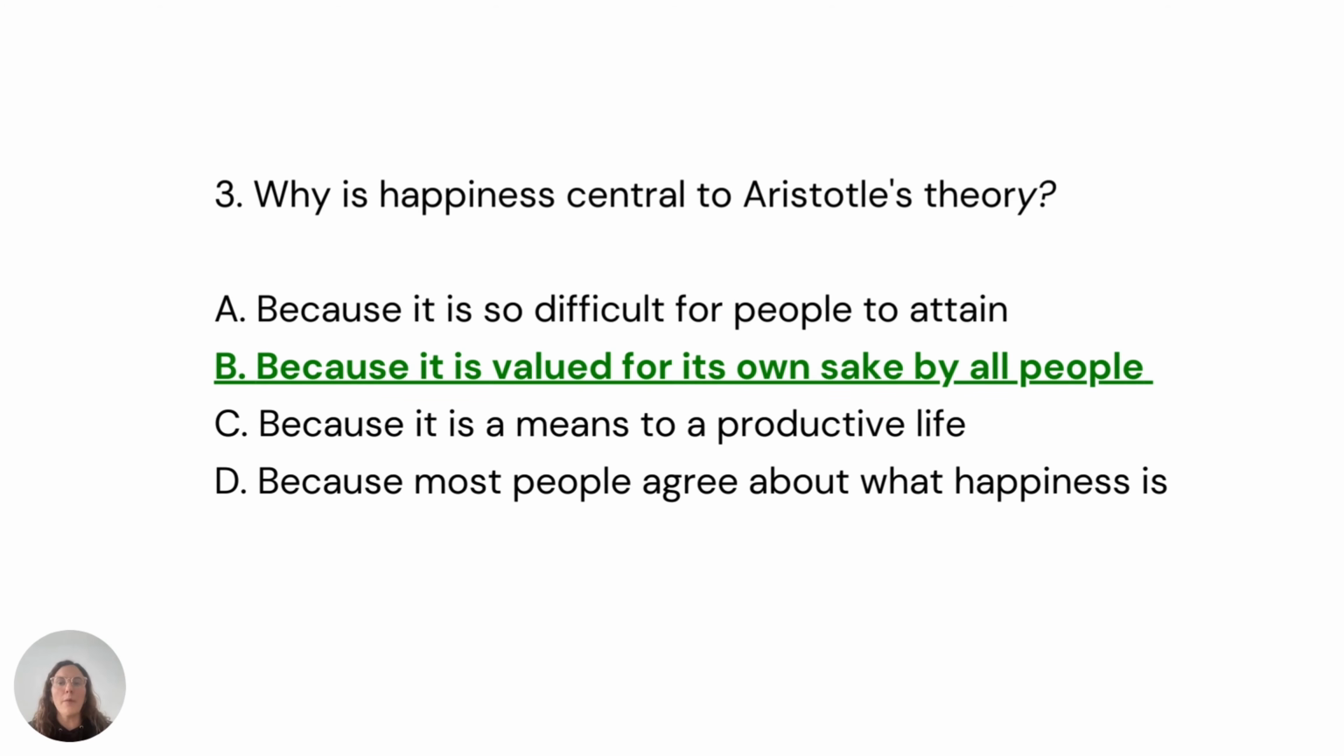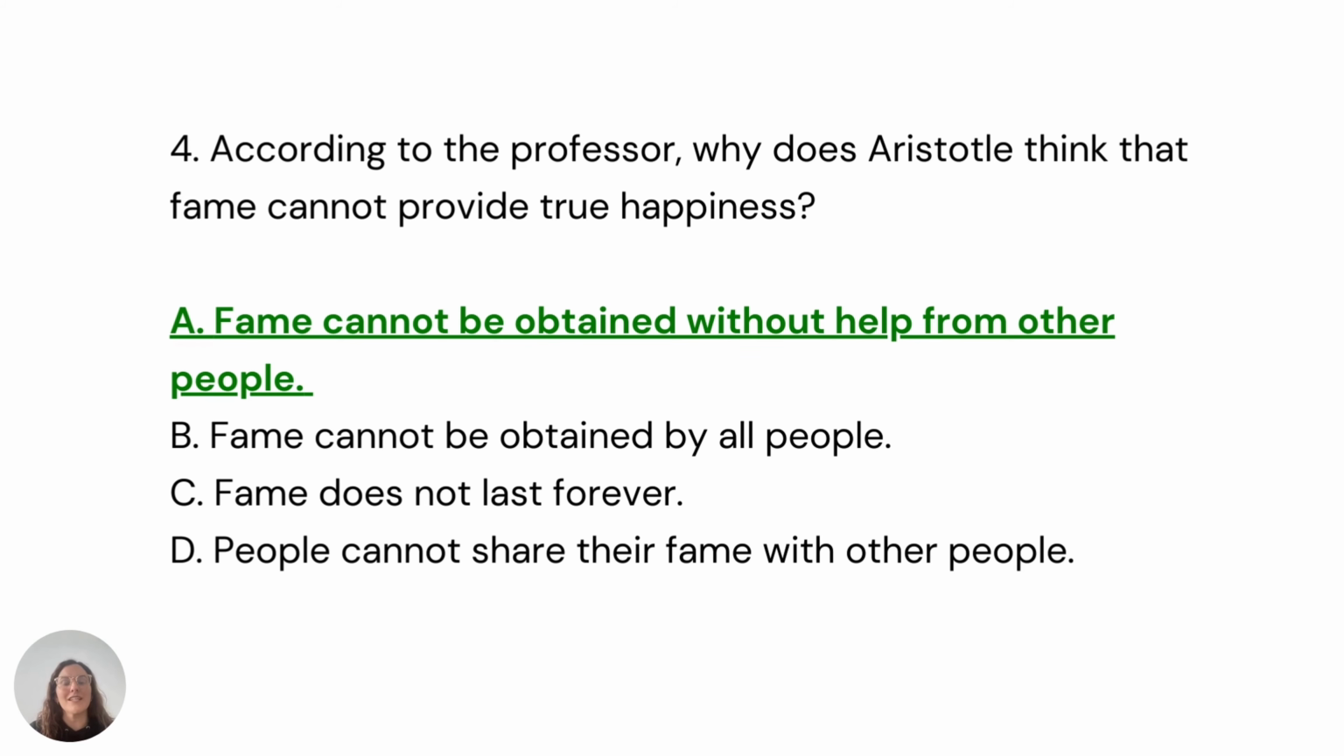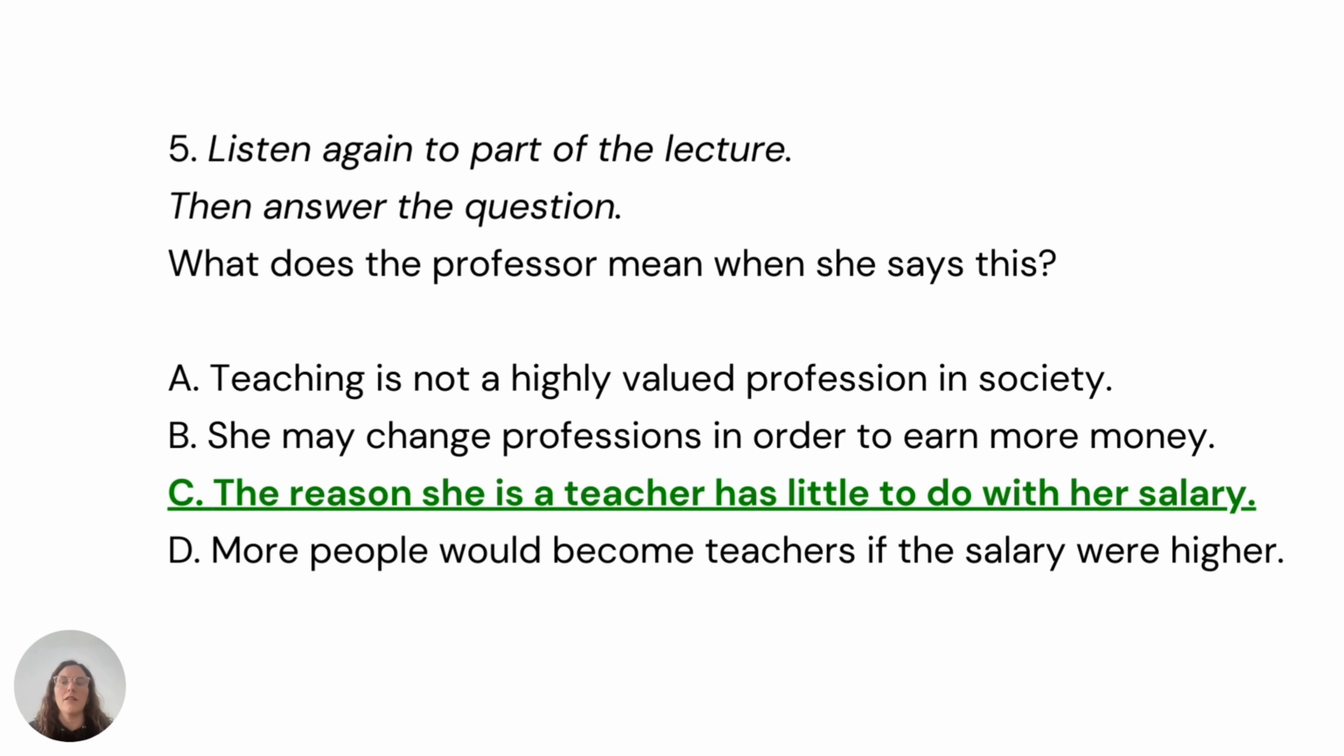Number 3, why is happiness central to Aristotle's theory? B, because it is valued for its own sake by all people. This is a detailed question. Once we finish up with the answers, please pause the video and use the transcript to find these details. It will really help you advance in your listening skills to do this kind of review. Number 4 is A, fame cannot be obtained without help from other people. Again, this is a detailed question. After number 5, I want you to pause the video and look at the transcript.